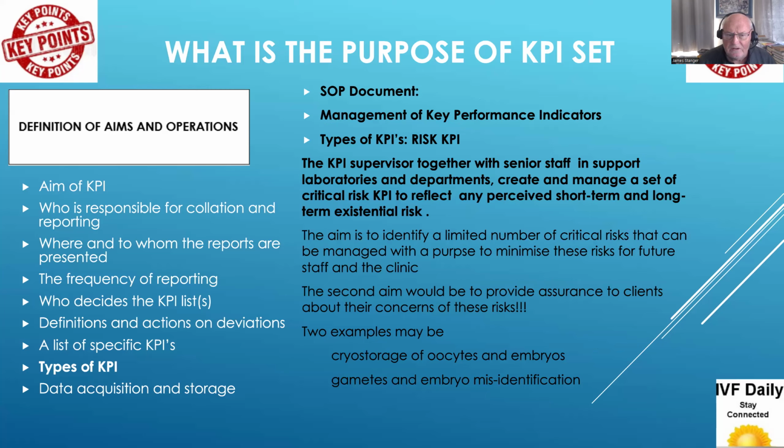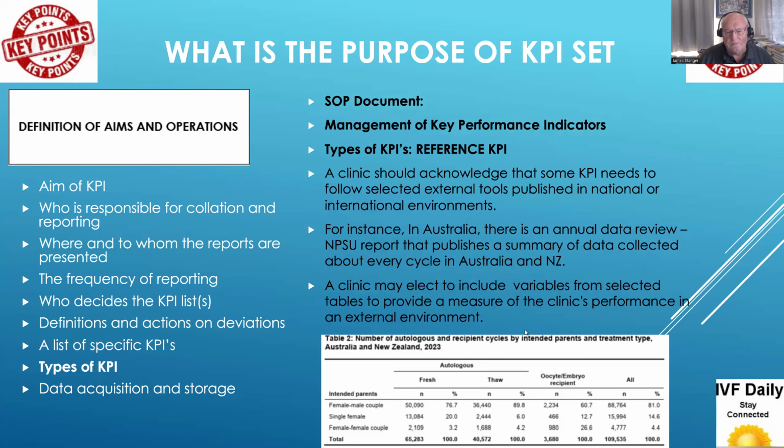Then the risk KPIs. I know I'm probably repeating myself a bit here, but the supervisor, together with senior staff in the support laboratory and other departments, should create and manage a set of critical risk KPIs to reflect any perceived short-term or long-term existential risk. The aim is to identify a limited number of critical risks that can be managed, with the purpose to minimize these risks for future staff in the clinic. The second aim, of course, will be to provide assurance to clients about their concerns of these risks, for instance, cryostorage of oocytes or embryos, or gametes and embryo misinformation.